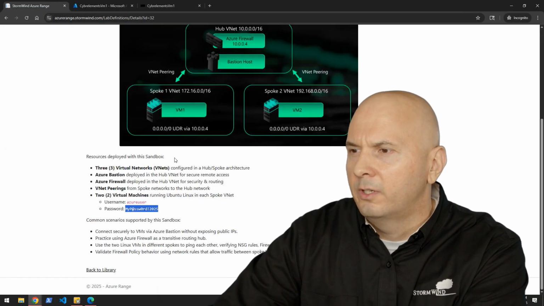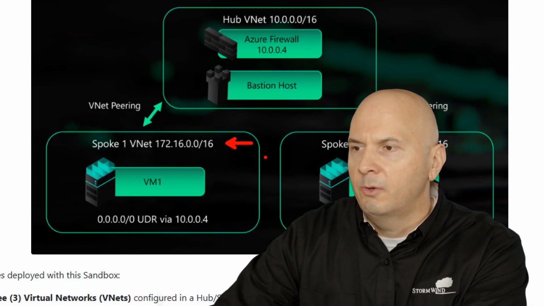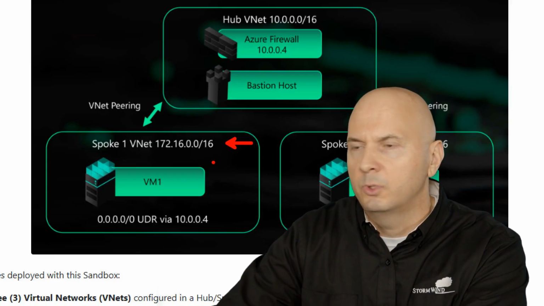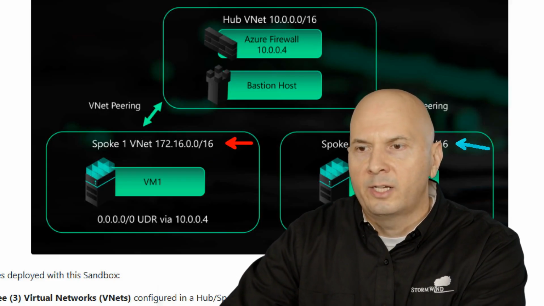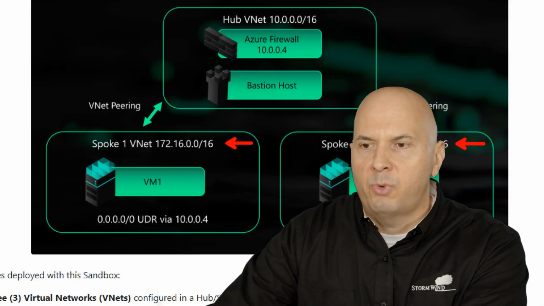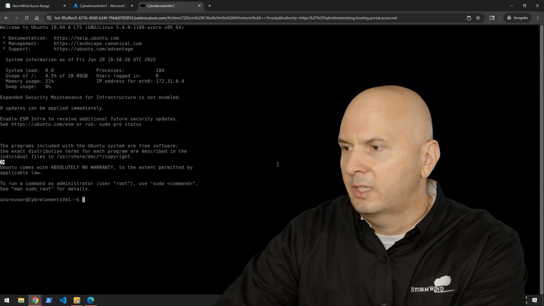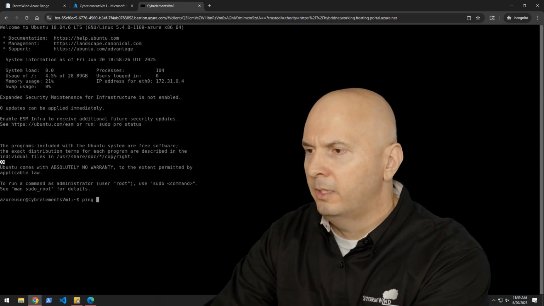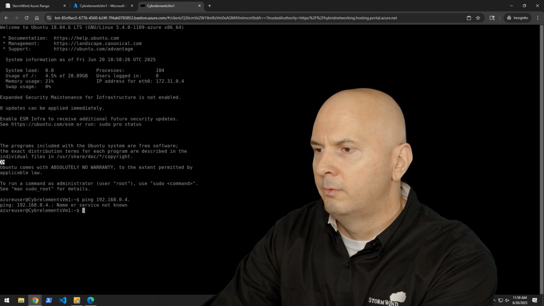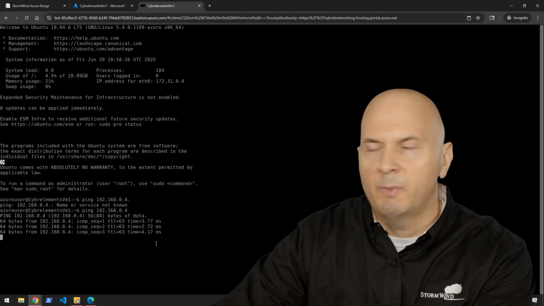So if we come back over to the diagram, see how spoke 1 is in that 172 network. So we're on the VM. It's using the first usable IP address in that subnet, which was the 0.4. And the other one over there was in a 192.168 network. So it's probably got a 192.168.0.4 IP address. So just as a test here, I should be able to ping 192.168.0.4. There we go. So we're getting a response there.